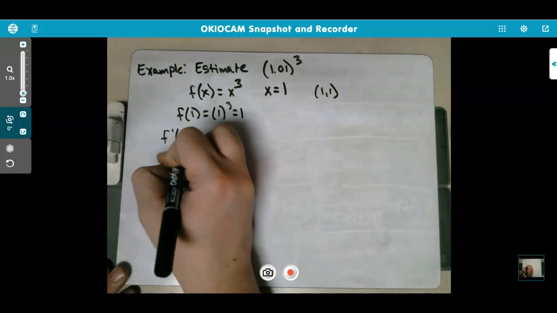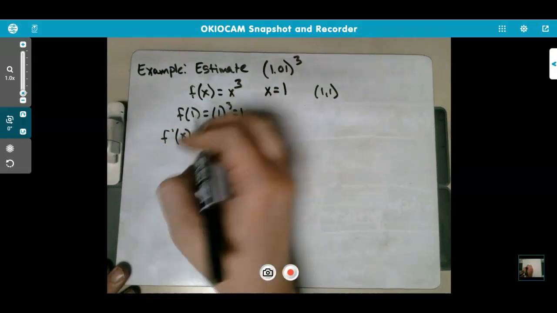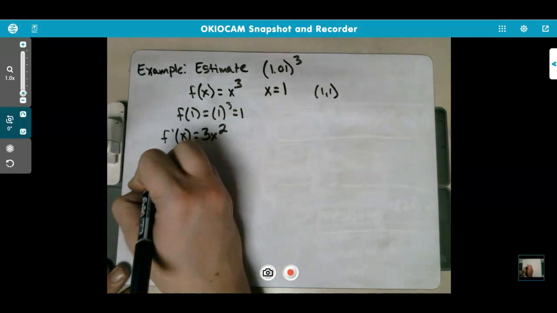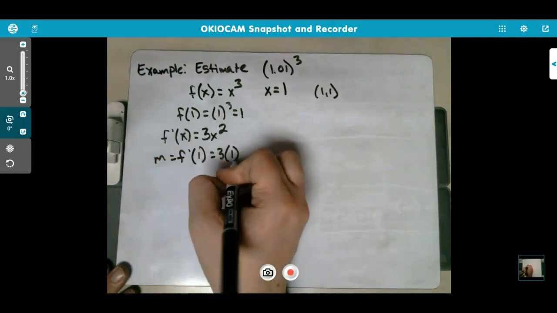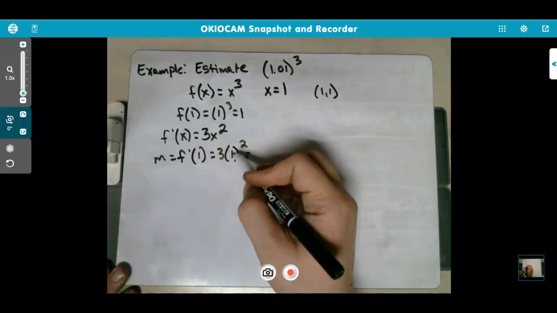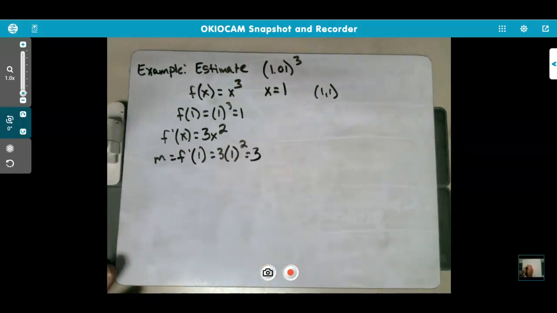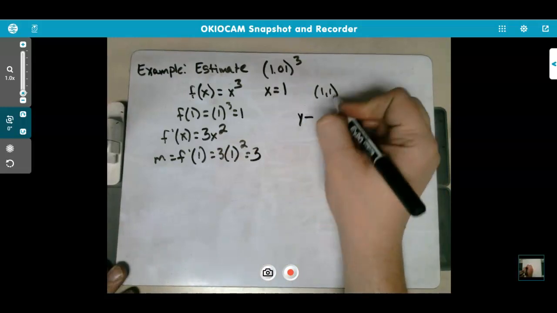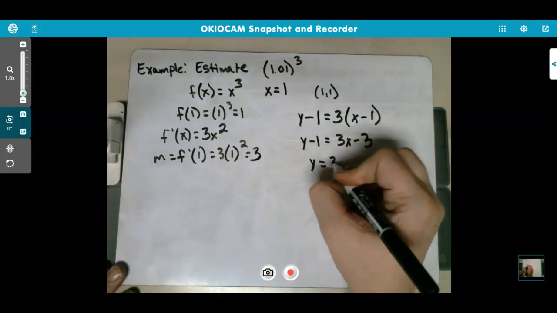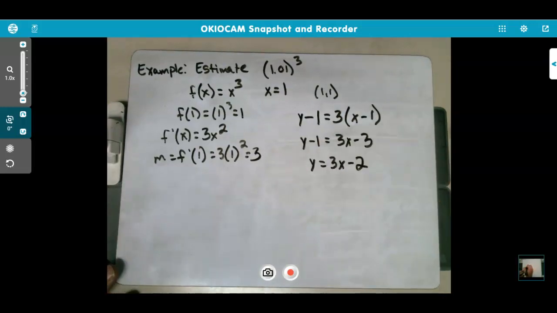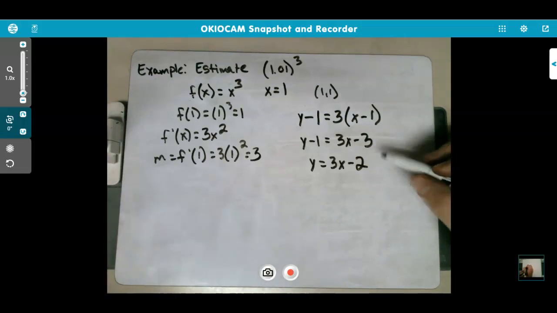I need to find the derivative first, bring the 3 down, which would make it 3x squared. So my slope is the derivative at my point, so x equals 1. So 3 times 1 squared. 1 squared is 1. 1 times 3 is 3. So now I just do y minus the y that I know equals my slope times x minus that x. Solve this for y. Y minus 1 equals 3x minus 3. Add 1. Y equals 3x minus 2. So that is the tangent line at this point.